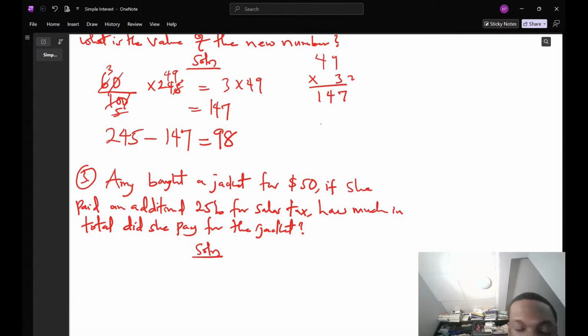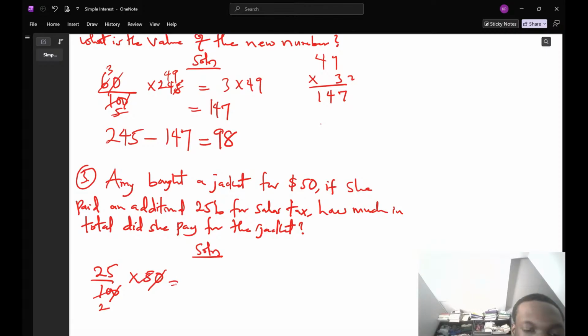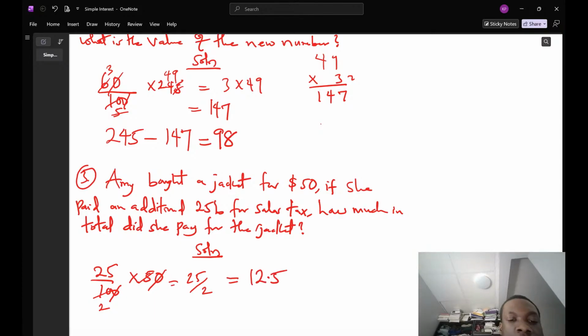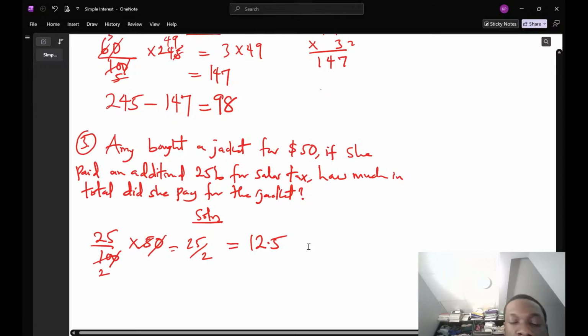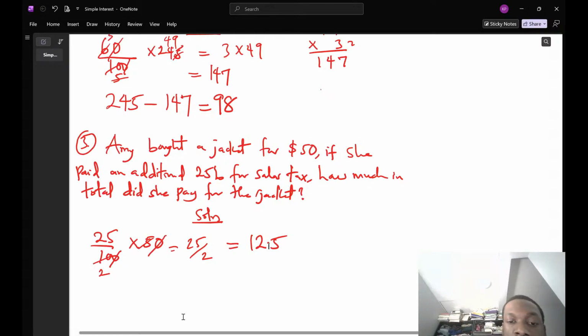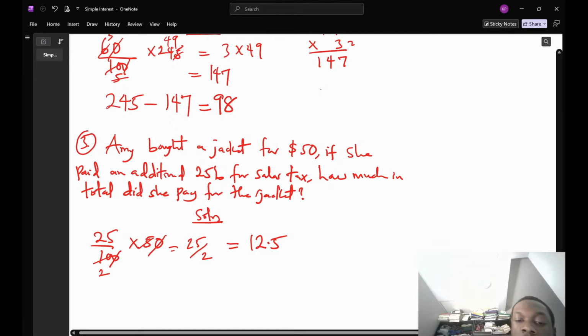So let's do 25% of $50. That'll be 25 over 100 times 50. The zero will cancel this zero. 5 divided by 10 will give us 2. So we have 25 divided by 2, which is 12.5. Now we're going to be adding 12.5 to 50, because the question asks how much in total did she pay for the jacket, with the additional sales tax. So that will be 50 plus 12.5, in total $62.5.